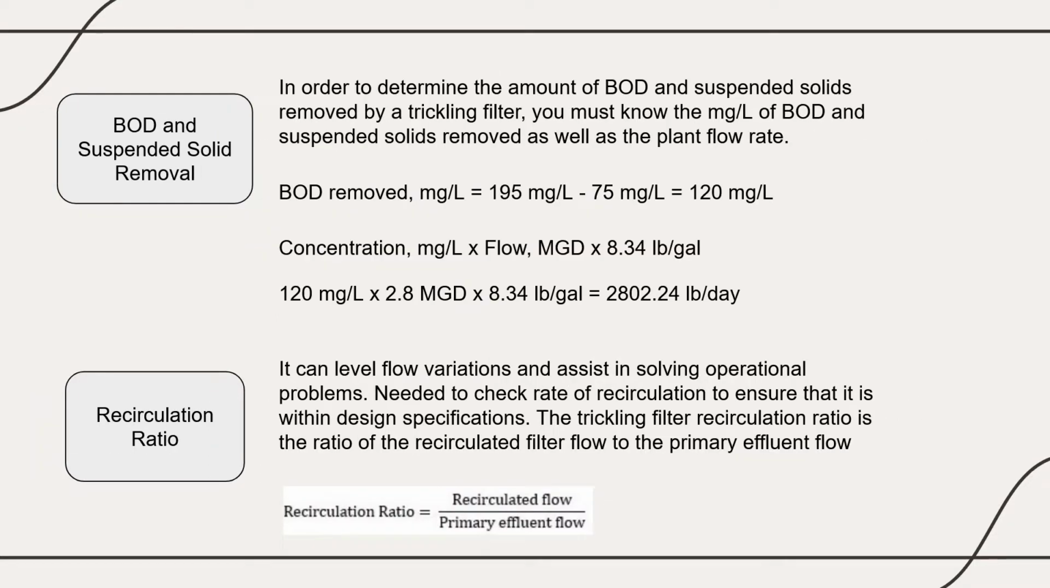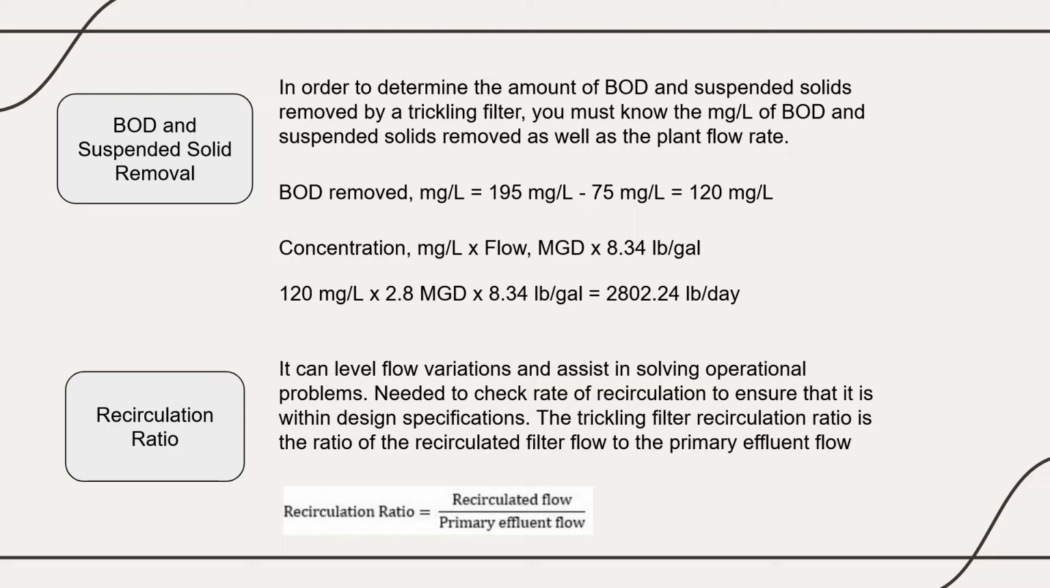Next we will move on to how to calculate BOD and suspended solid removal. In order to determine the amount of BOD and suspended solid removed by a trickling filter, you must know the BOD and suspended solid removed as well as the plant flow rate. The BOD unit is normally in mg per liter. How to calculate BOD removed?